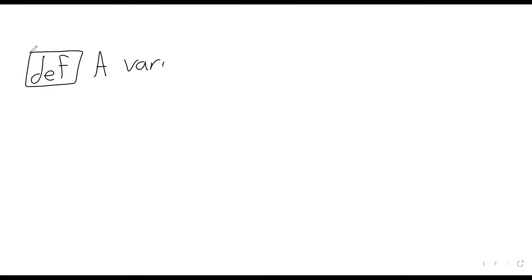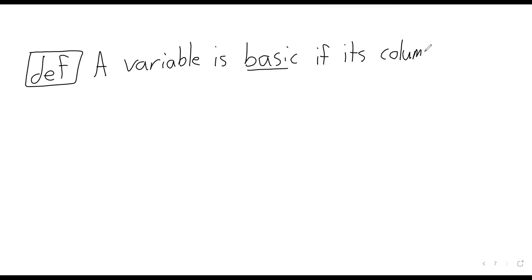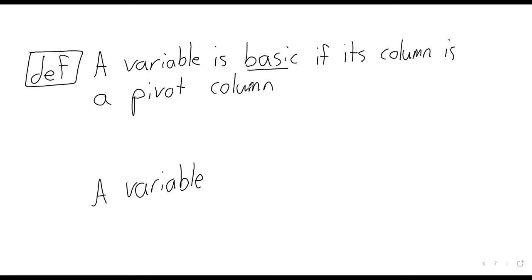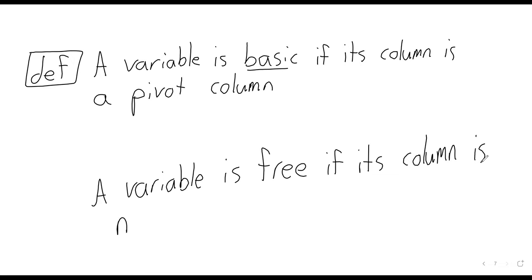A variable is basic if its column is a pivot column. A variable is free if its column is not a pivot column.